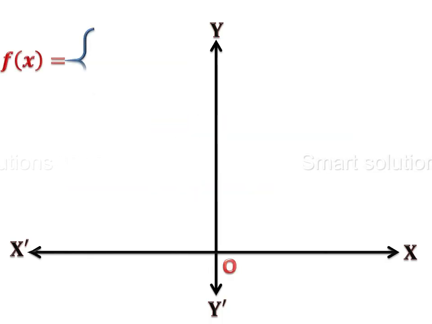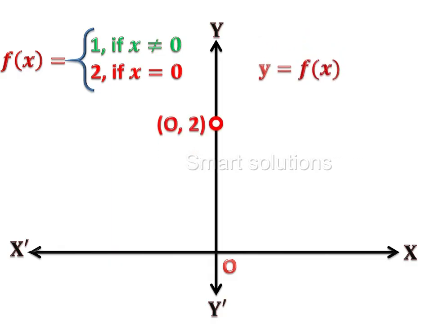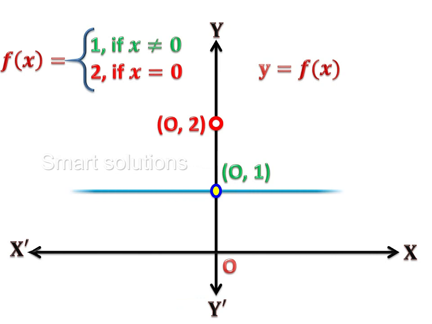Let's take another example. In this function, the value of the function at x is equal to 0 is 2. At all other points, the value of the function is equal to 1. So, this function is continuous at all its points except the point x is equal to 0.